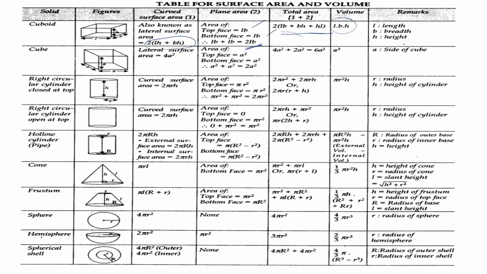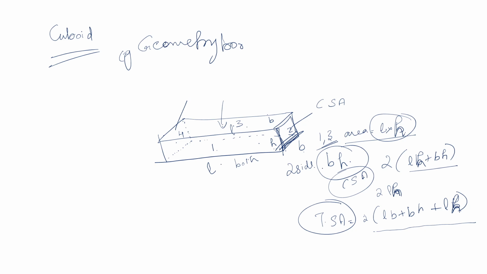Is this clear? So likewise, the next one is cube. Cube you can say by yourself. How will a cube be? Instead of a geometry box, you have seen a Rubik's cube, right? It is nothing but a cube, the name itself is cube.